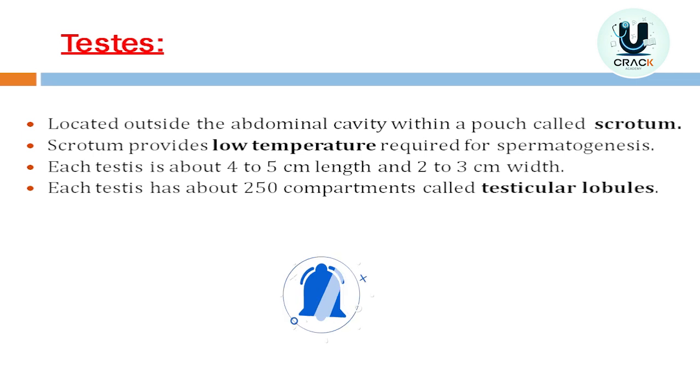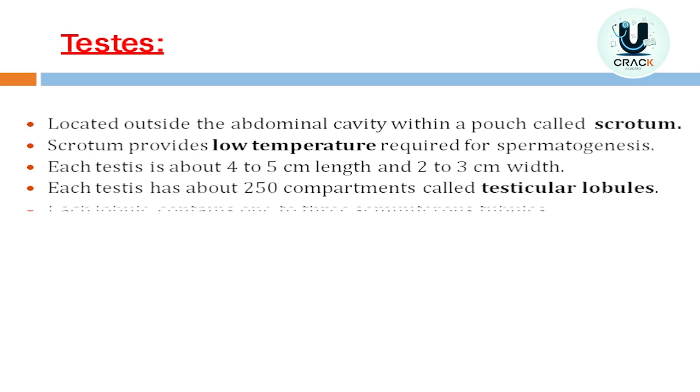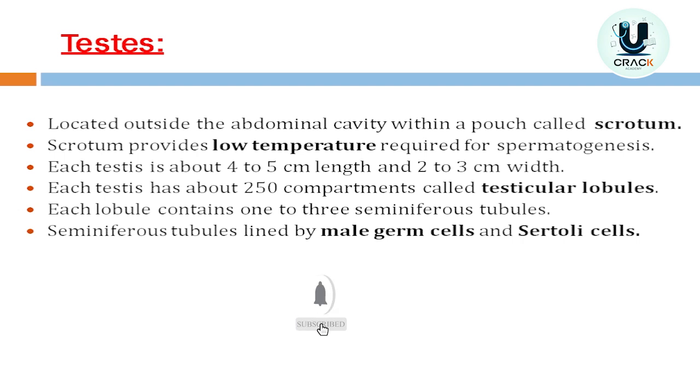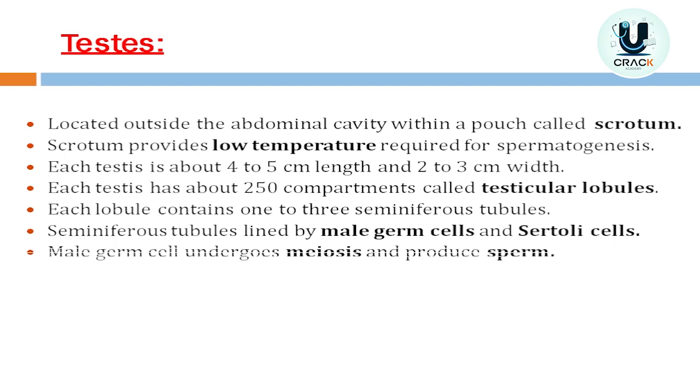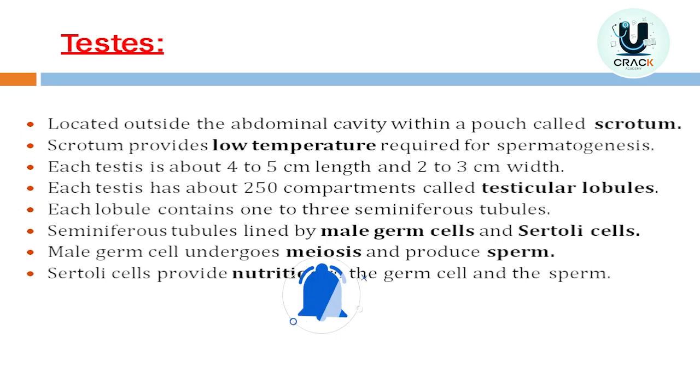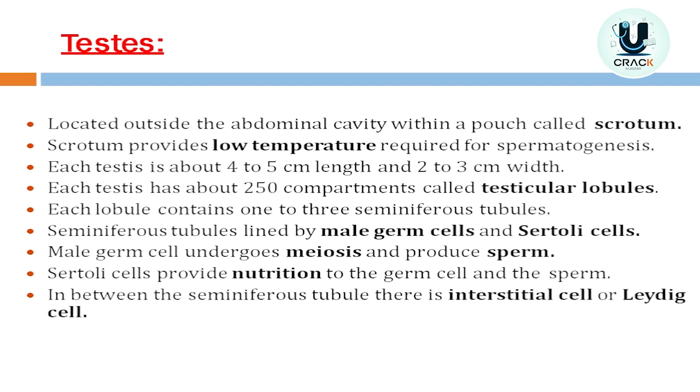Each testis has about 250 compartments called testicular lobules. Each lobule contains 1 to 3 seminiferous tubules. Seminiferous tubules are lined by male germ cells and Sertoli cells. Male germ cells undergo meiosis and produce sperm. Sertoli cells provide nutrition to the germ cells and to the sperm. In between the seminiferous tubules are the interstitial cells or Leydig cells.